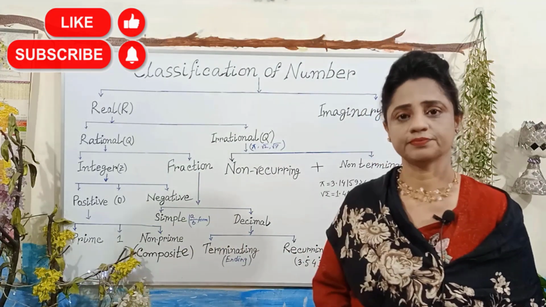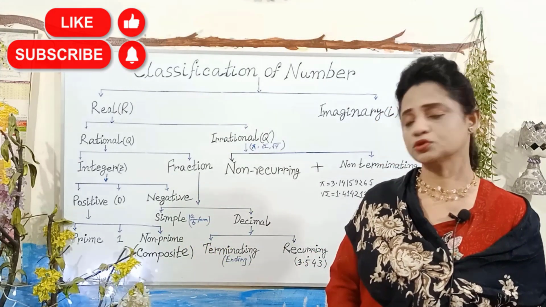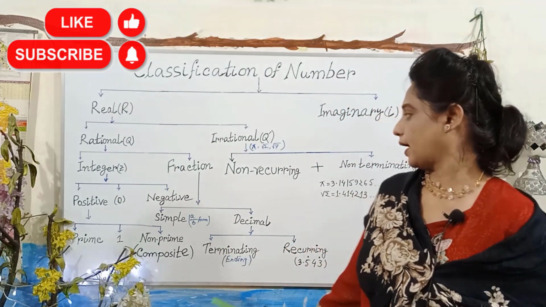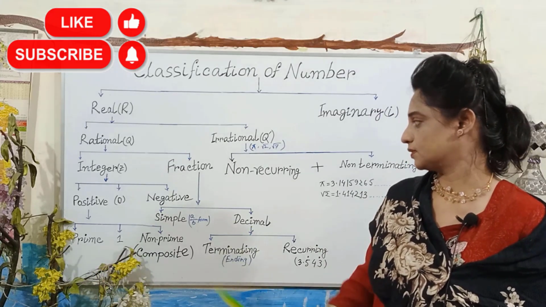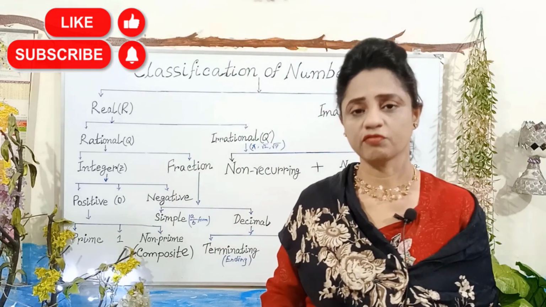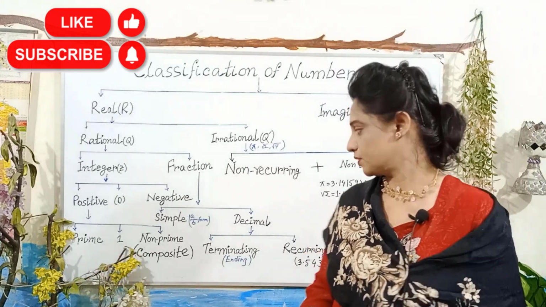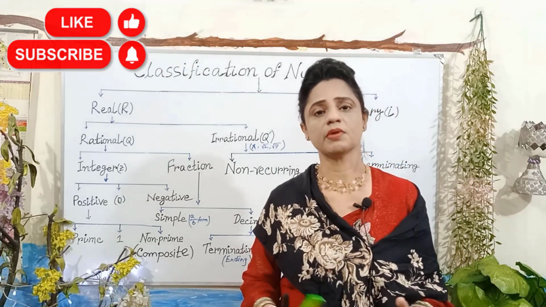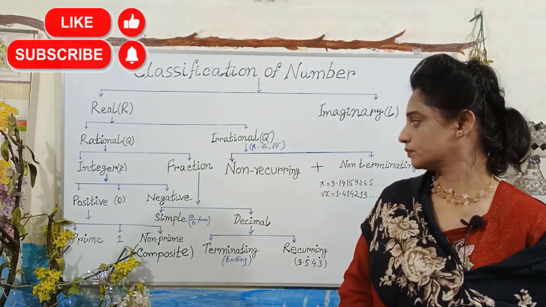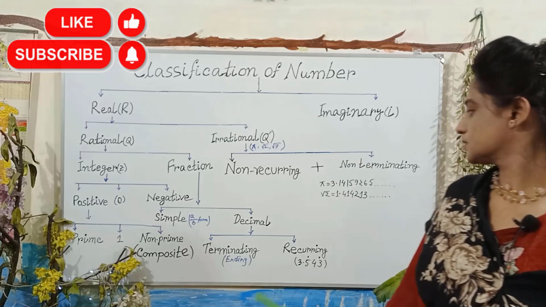Now what about fraction? Fraction is divided into two types: simple fraction, which is expressed by A by B form, and decimal. Decimal means 1.54 or 3.98 or it can be a recurring number. So simple form is 3 by 5 or 2 by 3. This is simple form, and decimal can be expressed in two terms, that is terminating and recurring.